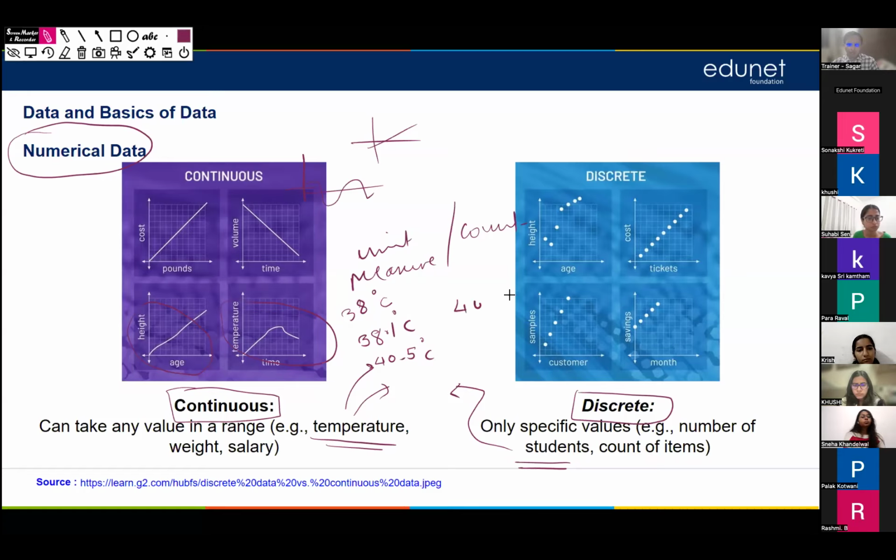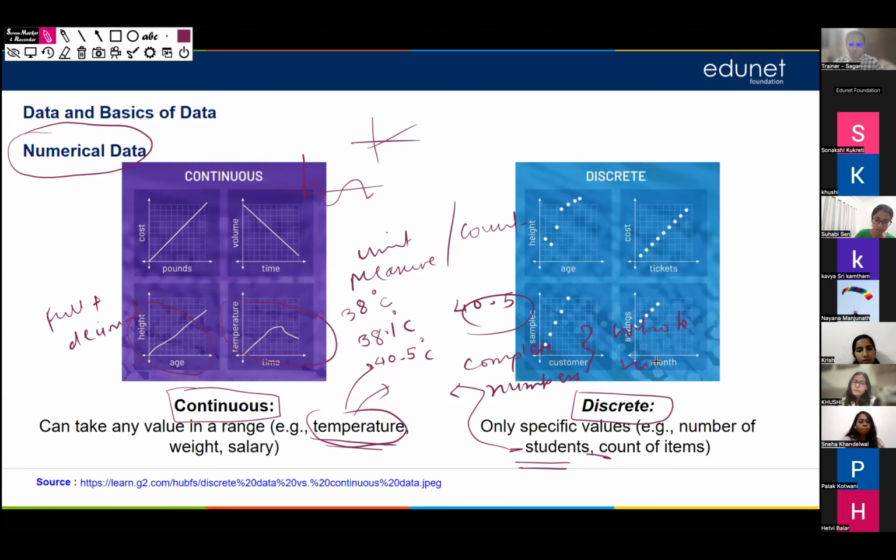Can I have a student who's 40.5? No. The major difference is temperature can have whole values plus decimal values, something that your students, your items will never have. They will always be complete numbers without decimals, or in mathematical terms, whole numbers. Everyone agrees? Any doubts?